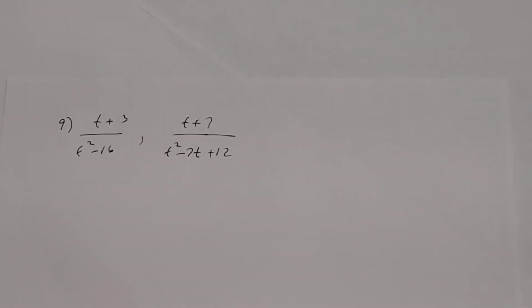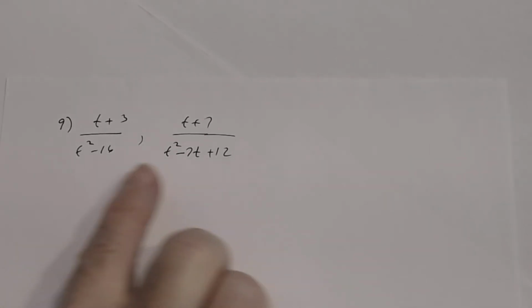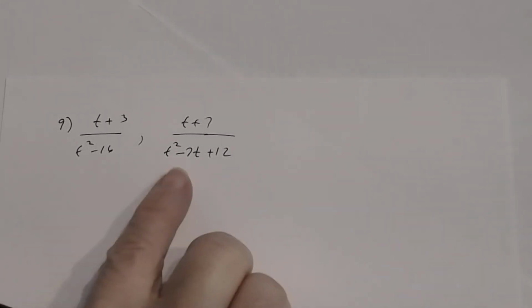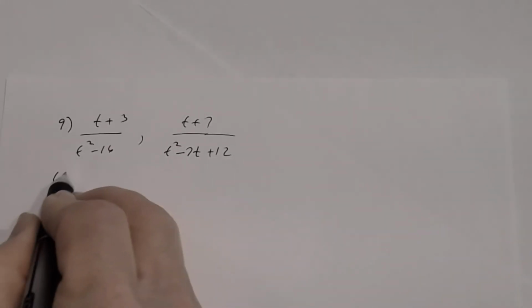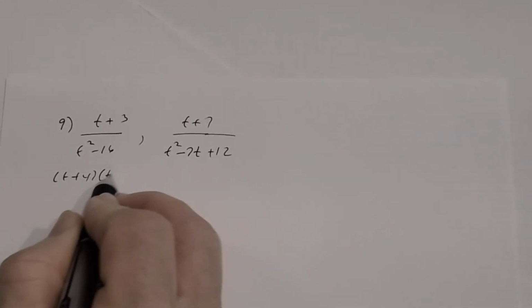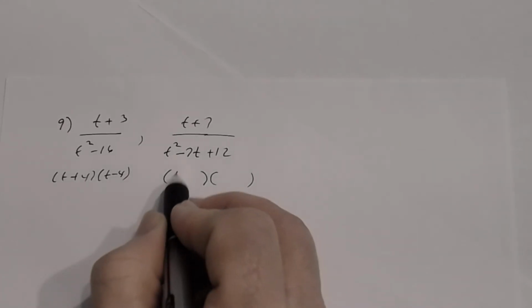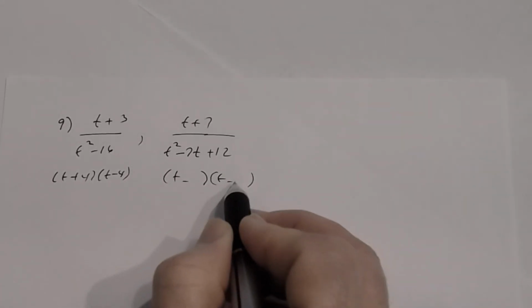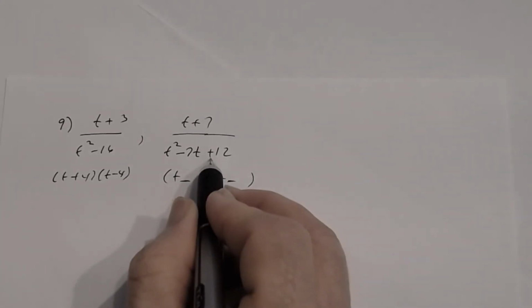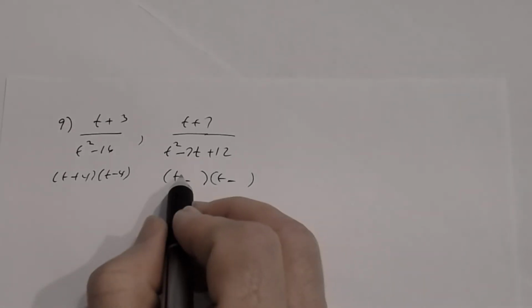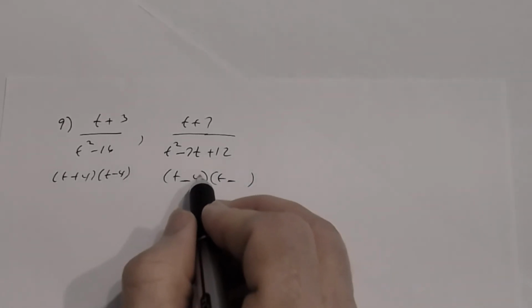So again, the first thing you have to do, since I have a polynomial that's not a monomial, is factor these denominators. So here, that's going to be t plus 4, t minus 4. That's the difference of two squares. Here, let's see what we get. That's going to be t minus, t minus, subtraction, because the last sign is positive. So these signs have to be the same. And I think we need a 4 and a 3.